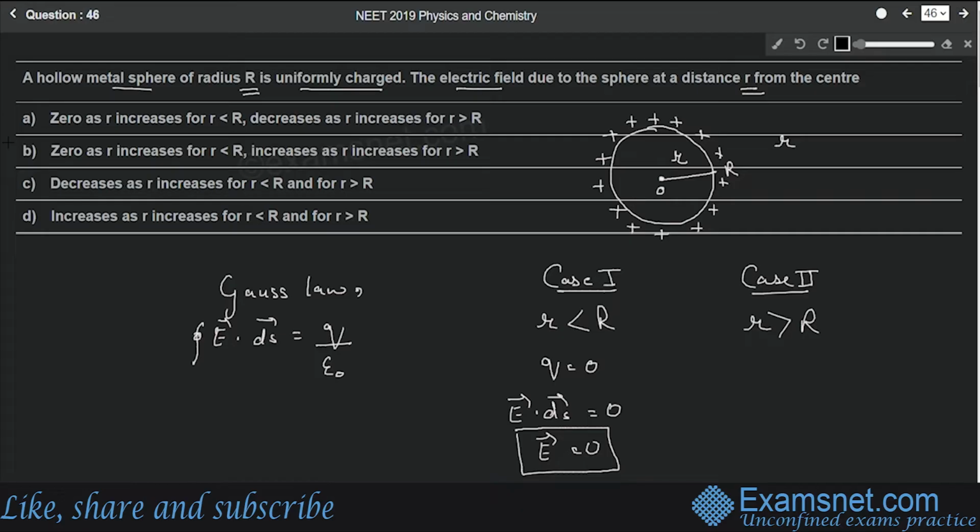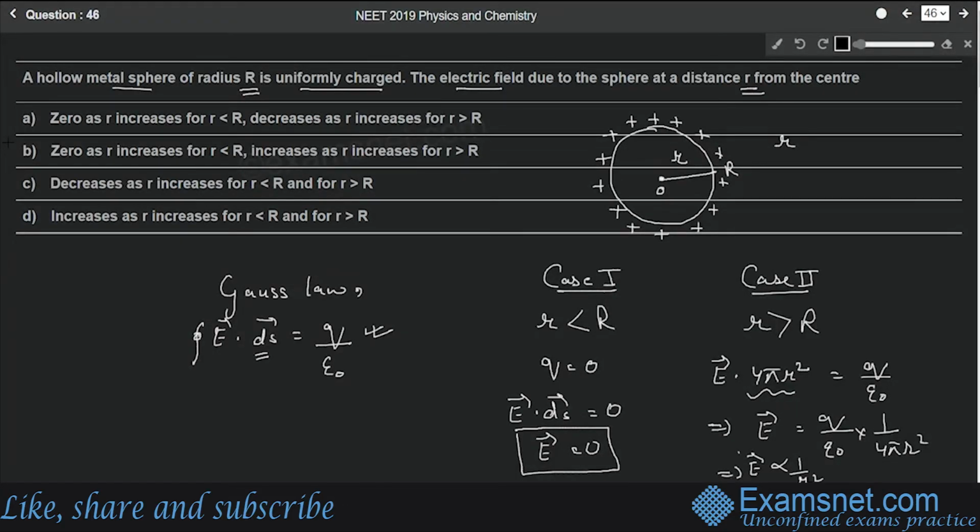Okay, now we come to the second case. Here again the same formula will be used. So let's put the values. Vector E dot dS, where the surface area is 4 pi r square, will be equal to charge by epsilon naught. So if we write 4 pi r square this side, then vector E equals q by epsilon naught, times 1 by 4 pi r square. So what do we see here? That the electric field is inversely proportional to r square. That means it will decrease as r increases.